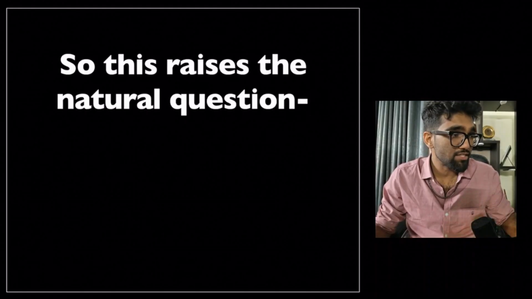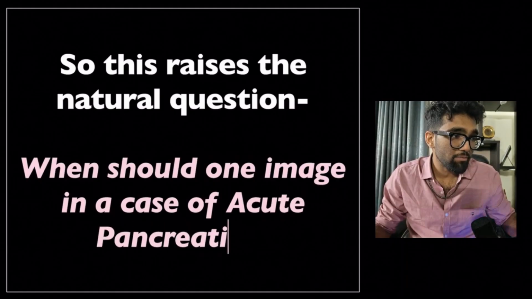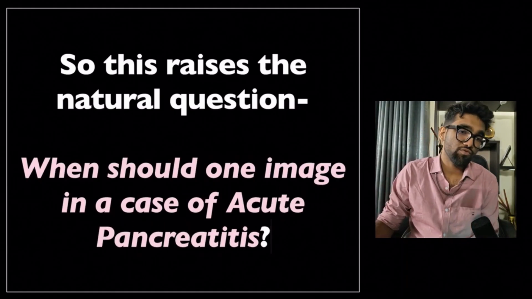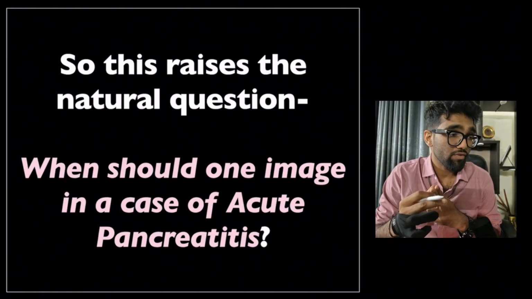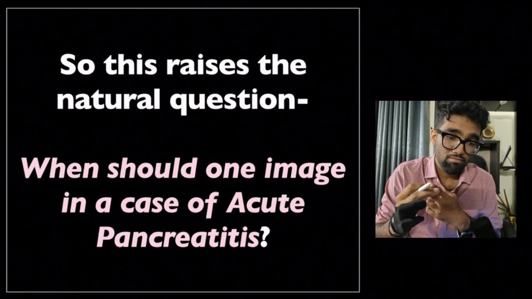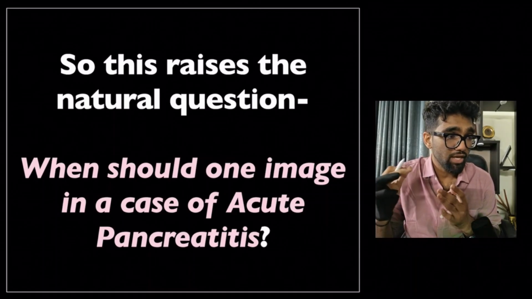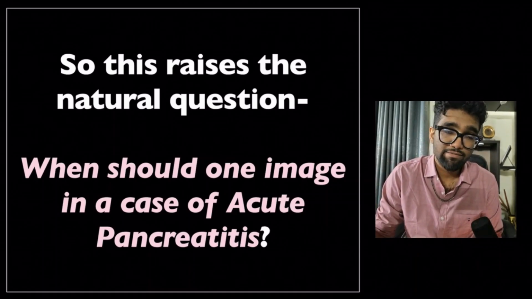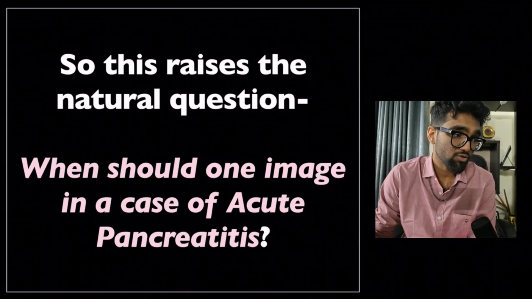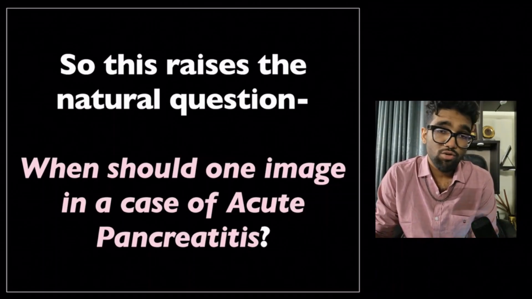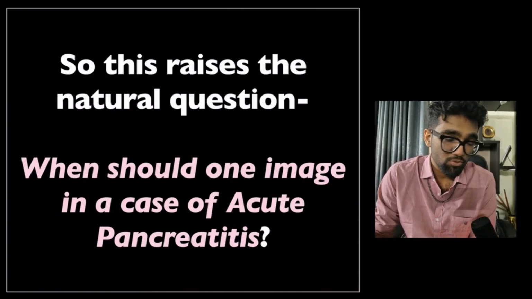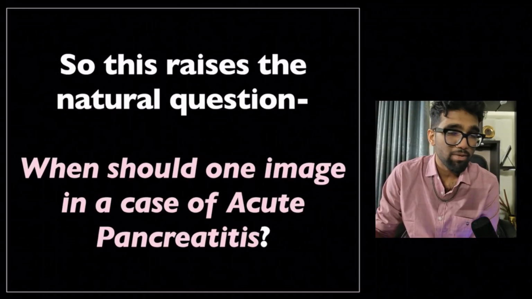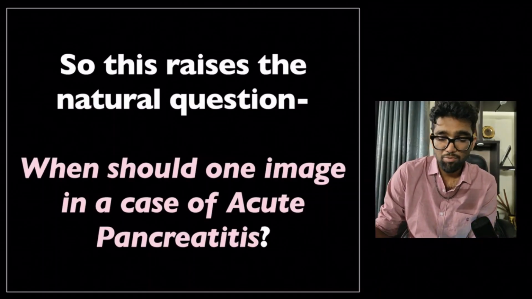So this raises a natural question: when should one image a patient in case of acute pancreatitis? So we've understood what pancreatitis is on imaging. We've understood what a collection is, what necrosis is, and the five clearly defined, radiologically defined complications that are visible on CT. So with imaging, we can only find and define these things. At different points in the clinical course of a patient with acute pancreatitis, all of these questions may become relevant. So it is at that point that the help of CT is to be taken.